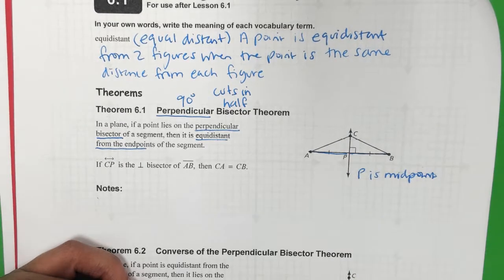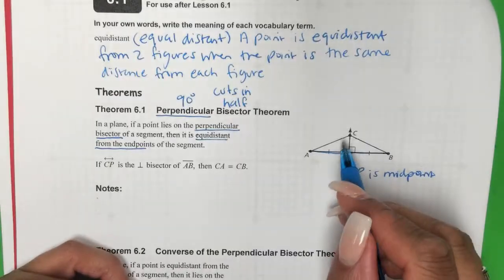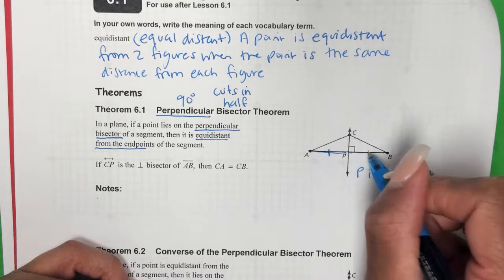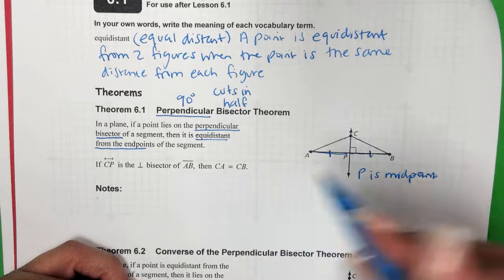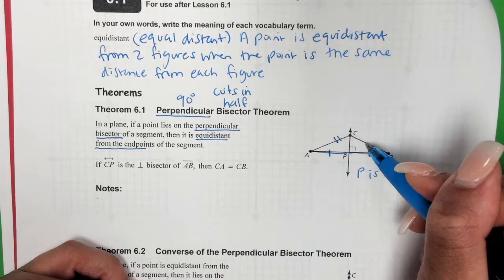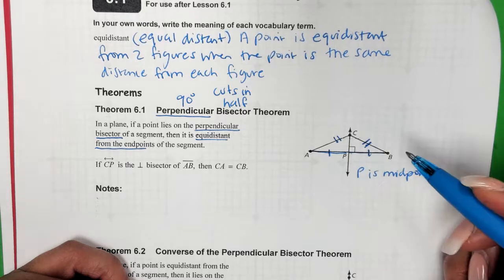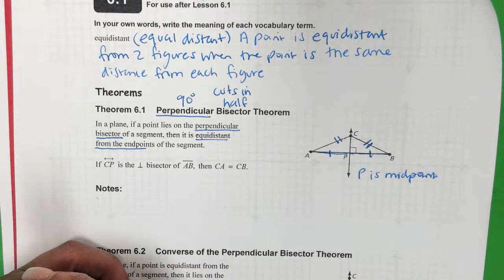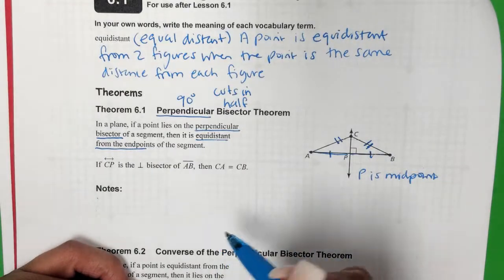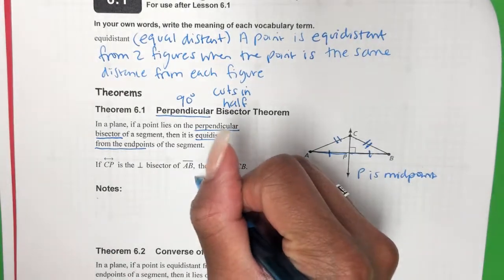P is midpoint. So CP, this line here, cut AB in half. So that means that these two are congruent to each other. And so that also means that the opposite sides of my right angle are also congruent to each other. That's what CA equals CB. So let's do an example.